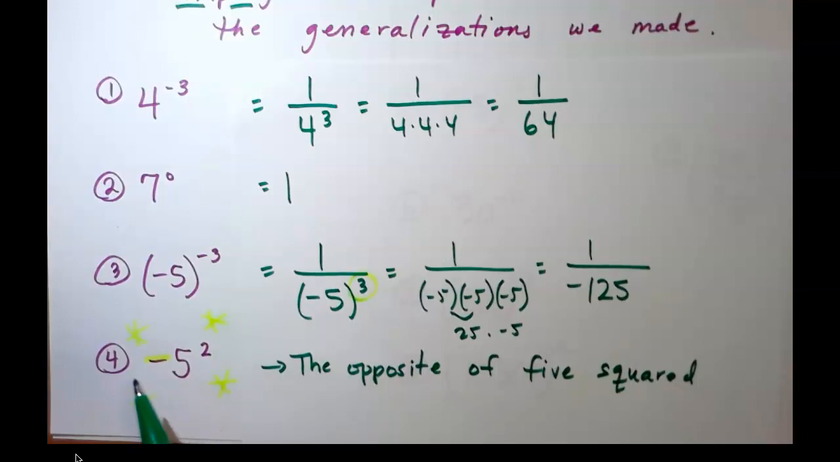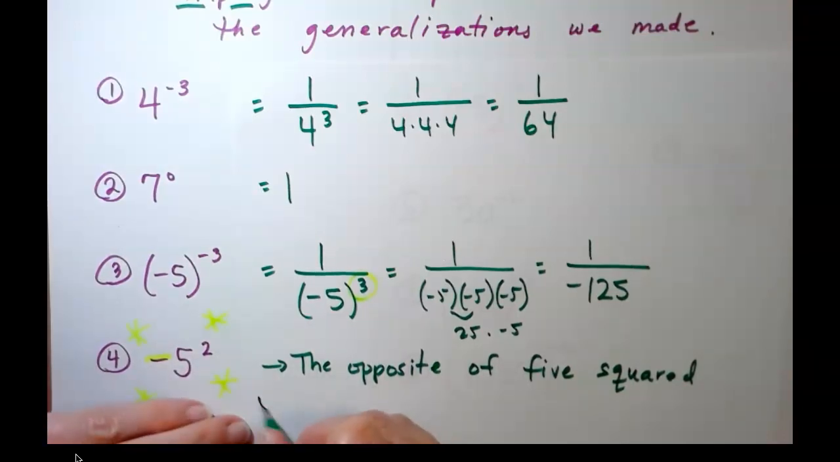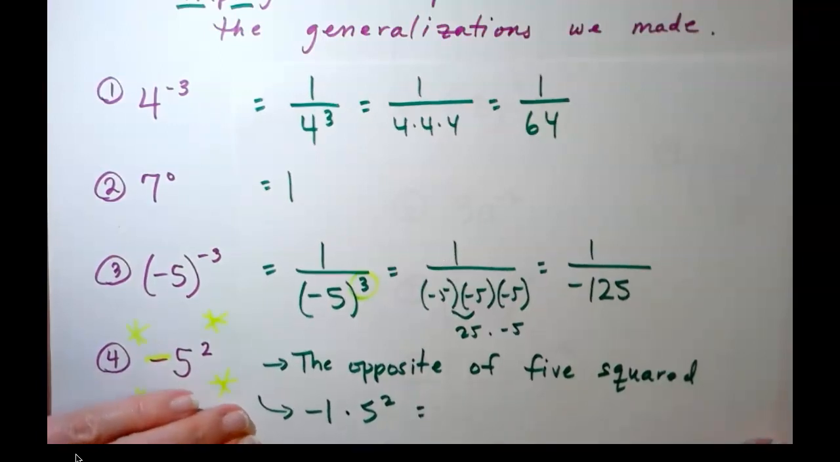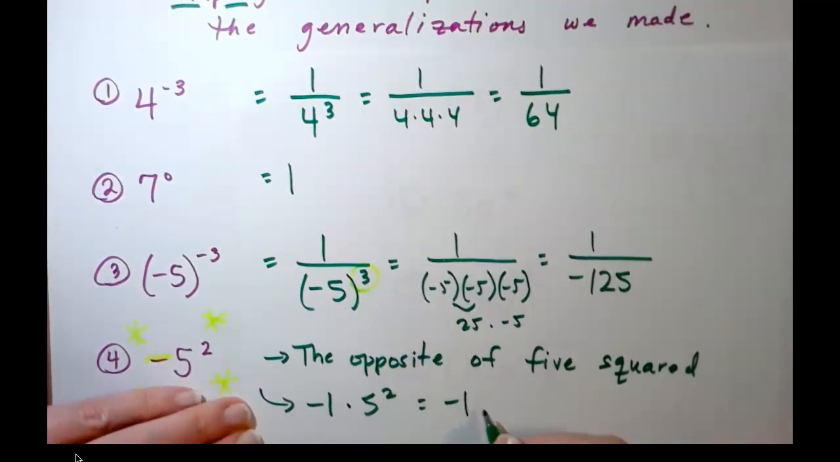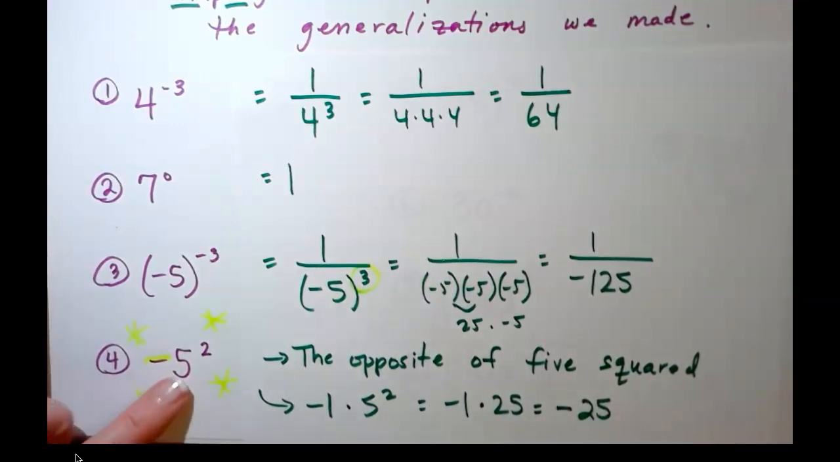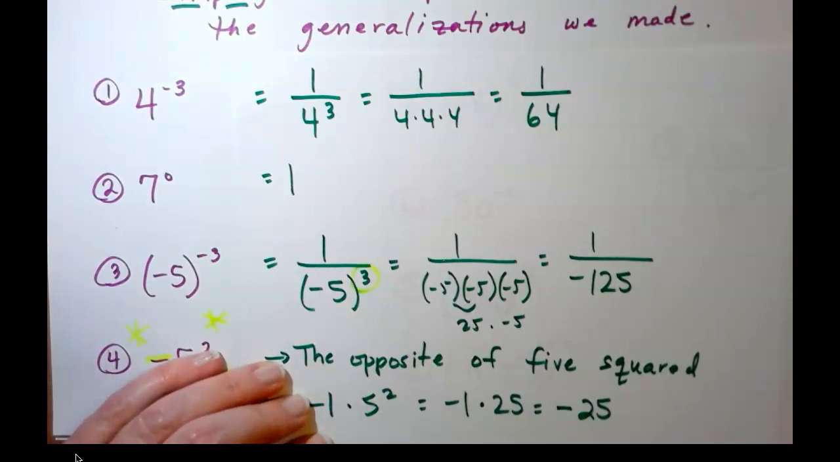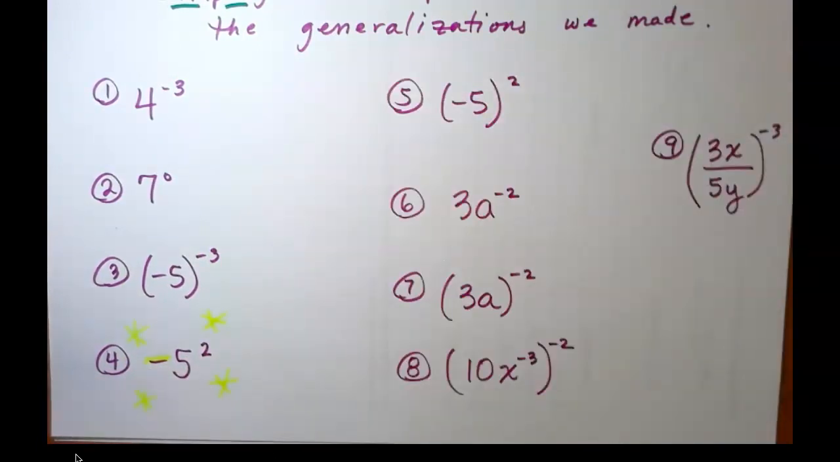So when you have the opposite of 5 squared, it is as if you have negative 1 times 5 squared because there are no parentheses right here. So if we follow order of operations, it will be negative 1 times 25, and that will be negative 25. Notice, no parentheses here, no parentheses whatsoever. It's going to stay negative. So that is 1 through 4.